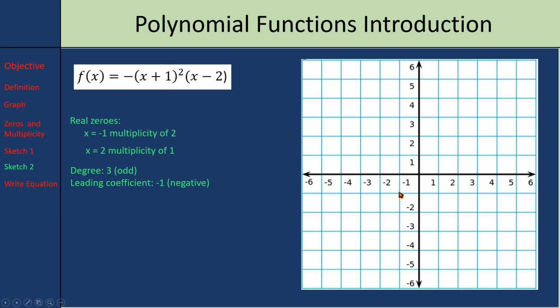So if it's negative, the right side goes down. But let's put the zeros in. I have -1 and 2. Okay, right side goes down because it's negative. Left side goes up because it's odd, so it has the opposite direction. Now, at -1, multiplicity of 2 means it bounces. So it goes down and bounces up like that. And then this one, at 2, it crosses. So it has to go down and cross over.